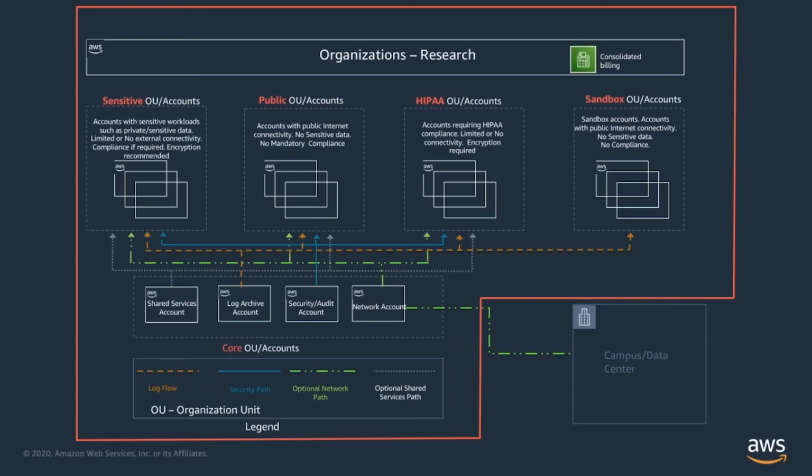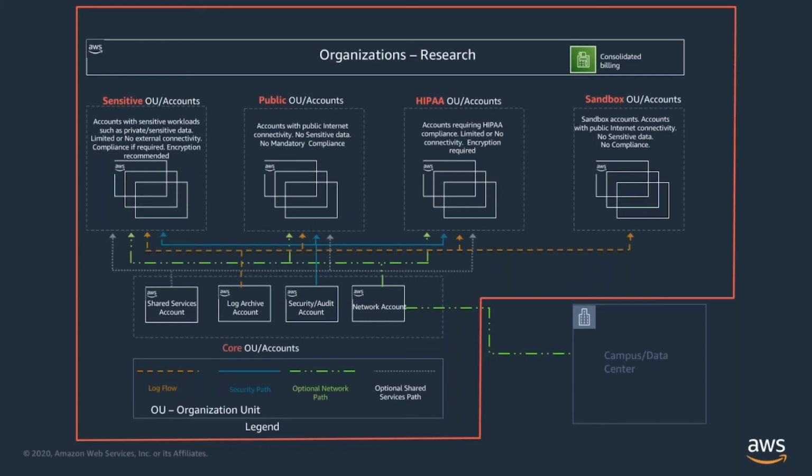enable compliance. For those who don't know what organizations is, it's our account management service that enables you to consolidate multiple AWS accounts into an organization and centrally manage them. So if you look at this architecture, there's a core OU or an organizational unit, which is a group of accounts. So within that core OU, we have a shared services account.